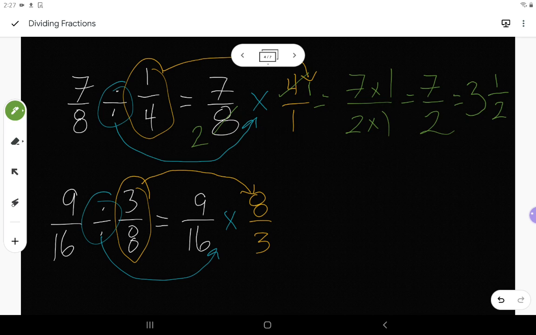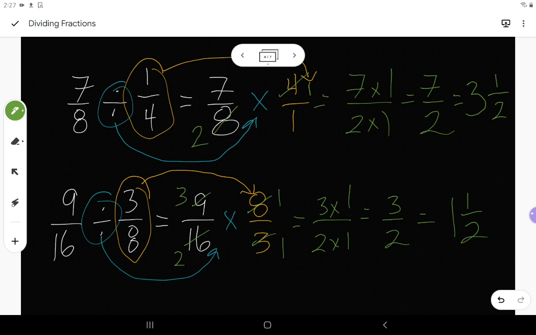9 and 3 both have a common factor of 3. So 9 divided by 3 is 3, and 3 divided by 3 is 1. 8 and 16 have a common factor of 8. 8 divided by 8 is 1. 16 divided by 8 is 2. And now I'm left with 3 times 1 for my numerator and 2 times 1 for the denominator, and that's 3 over 2. I know that 2 can go into 3 one full time, and then I have a remainder of 1. So I have 1 and 1/2.